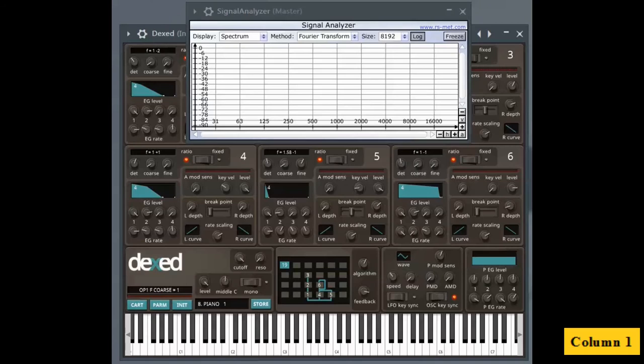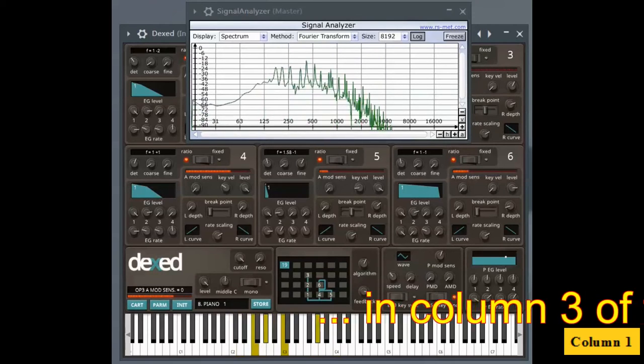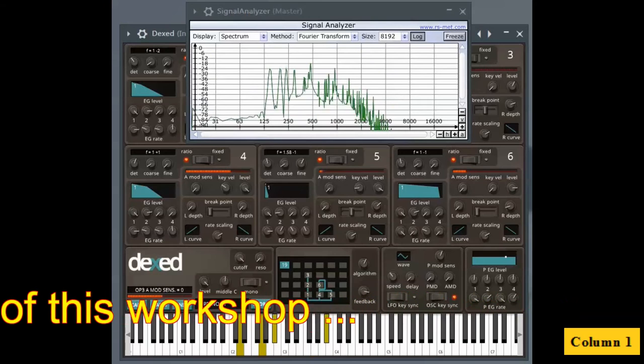A very famous example, again from the same ROM cartridge, is preset number 8, Piano 1. Whitney Houston used it a lot in her songs and it was one of her favorites. Not only the differently detuned frequencies of both carriers, operators 4 and 5, which are modulated by the same modulator, but also their different envelopes give the sound its rich and changing timbre and hammer-strong characteristic. We are going to analyze this preset in detail a little bit later in this workshop.